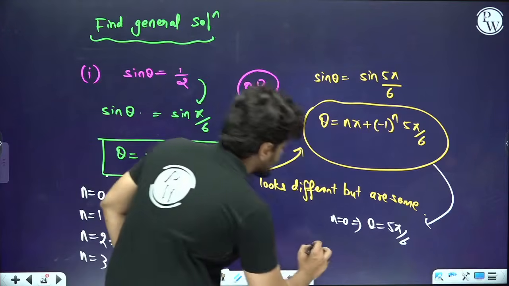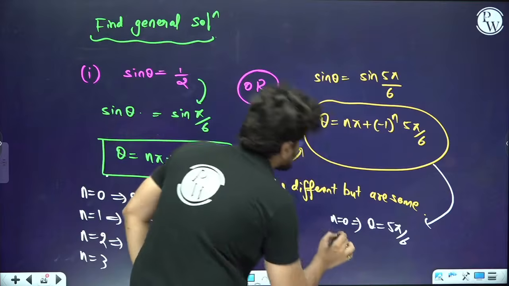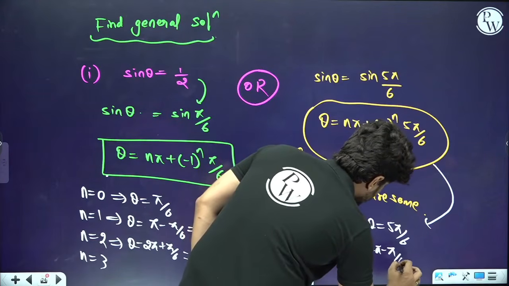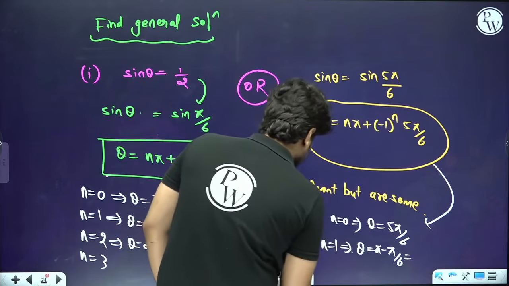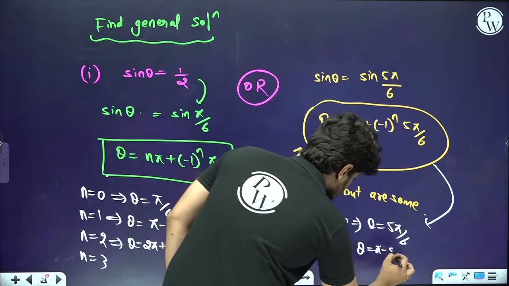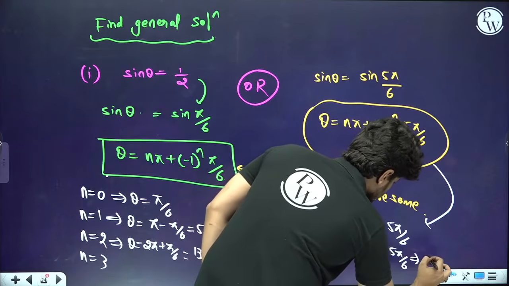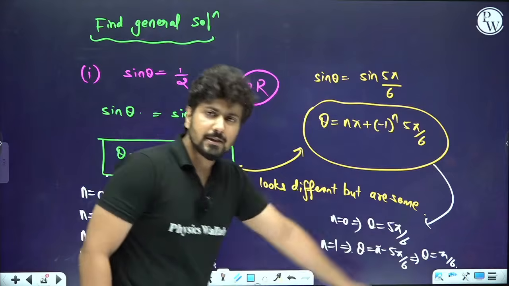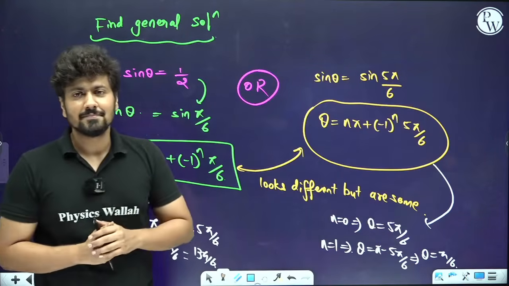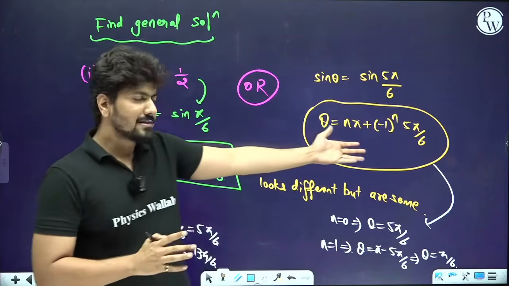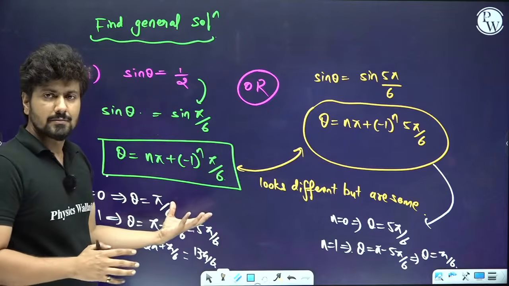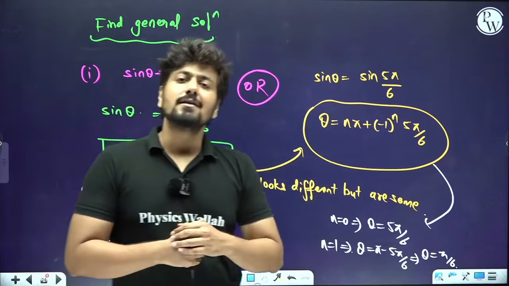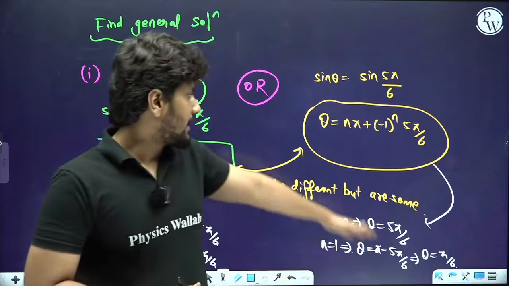If you put n as 1, what do we get? We get pi minus 5 pi by 6, which is pi by 6 only, and so on. Here we get pi by 6. Here also we have pi by 6. So what I am saying is that this answer is also correct, and this answer is also correct. Both of them are giving the same set of values of answer. So either you can write this or this.